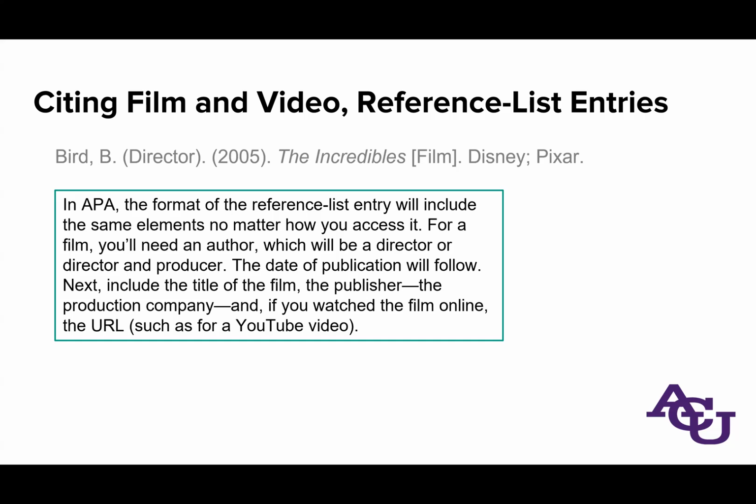In APA, the format of the reference list entry will include the same elements no matter how you access it. For film, you'll need an author, which will be a director, as I mentioned, but you could also include a director and producer. You also need the date of publication. That will come after the author. Next, include the title of the film. You see it here in italics. And then after the title, in the title element, you'll include film in brackets. Then after this element, you'll need the publisher or the production company in this case. If you happen to watch the film online, you also need a URL at the end. If you include a URL, though, depending on how you watch the film, you will not need a period after it.